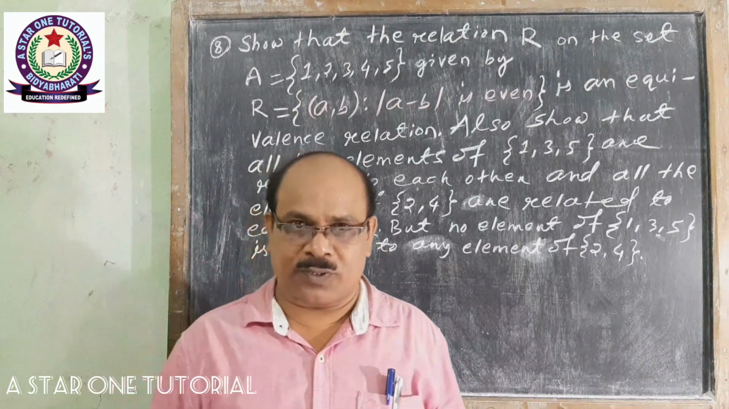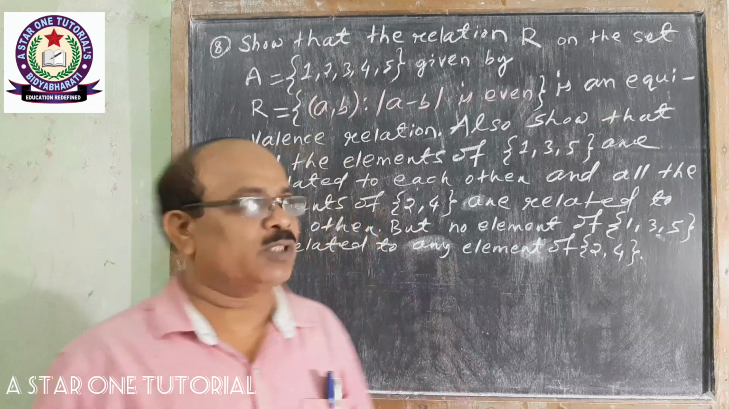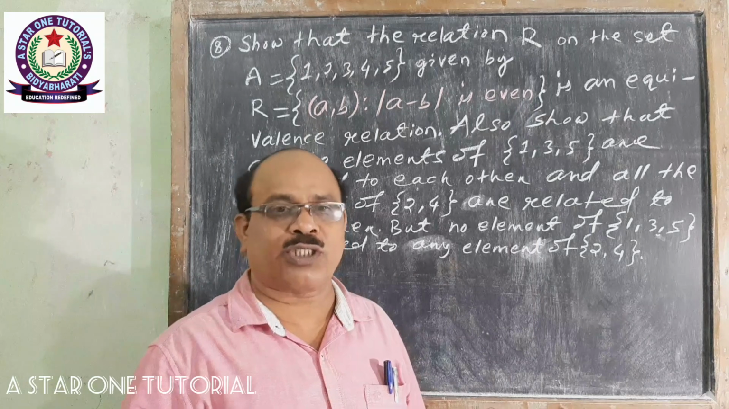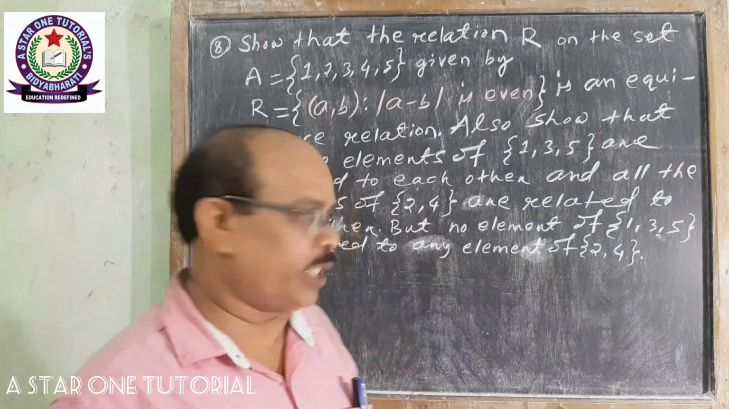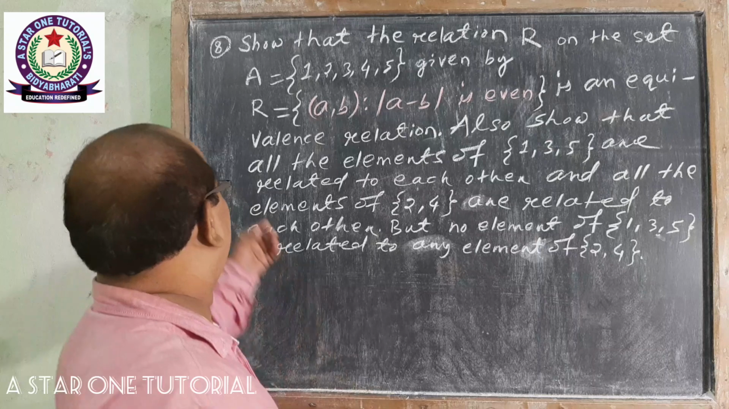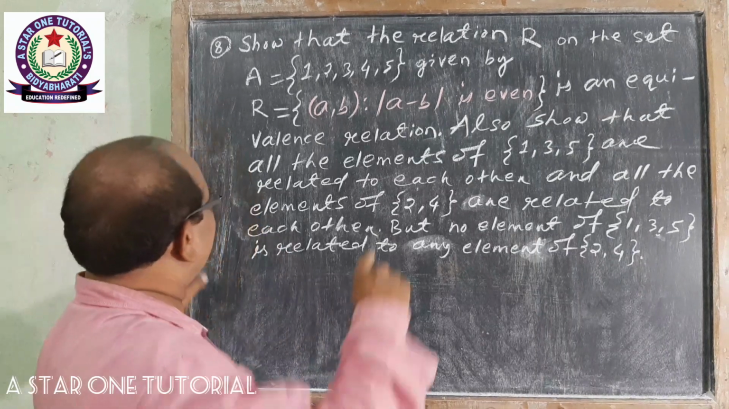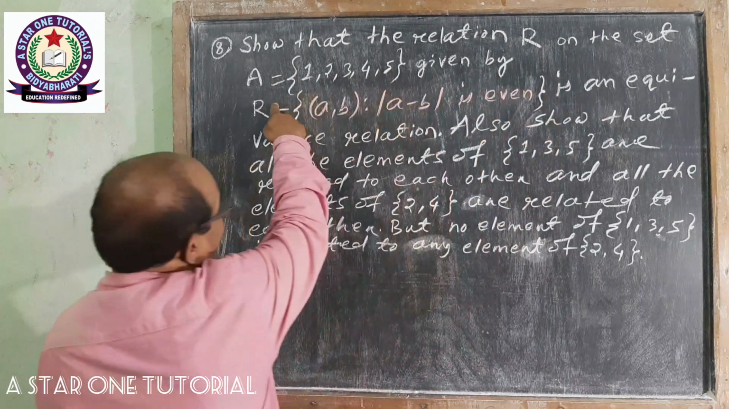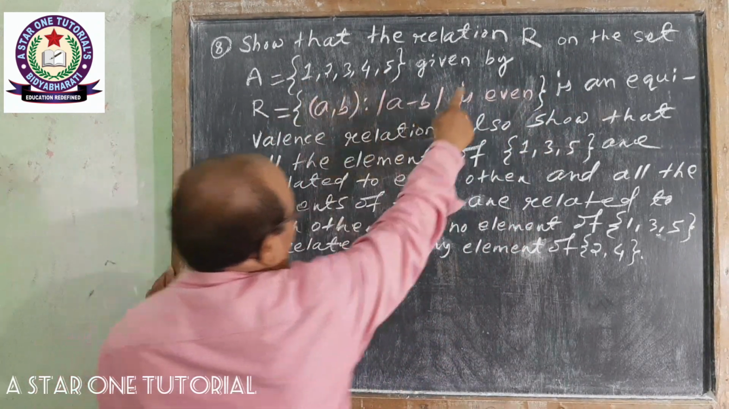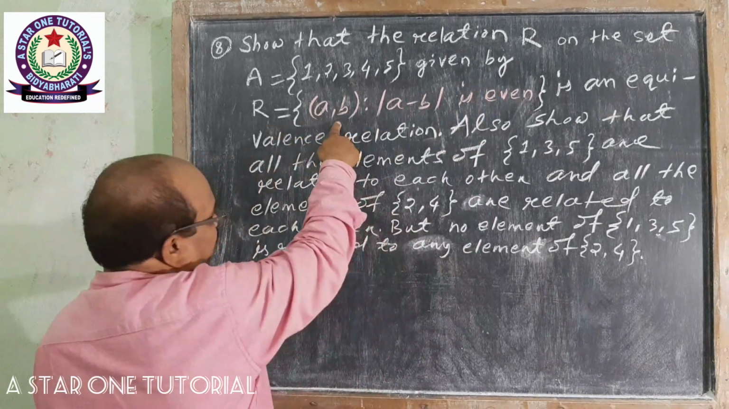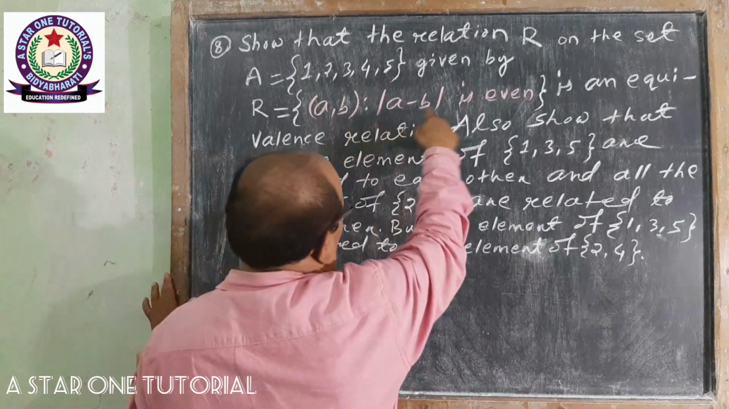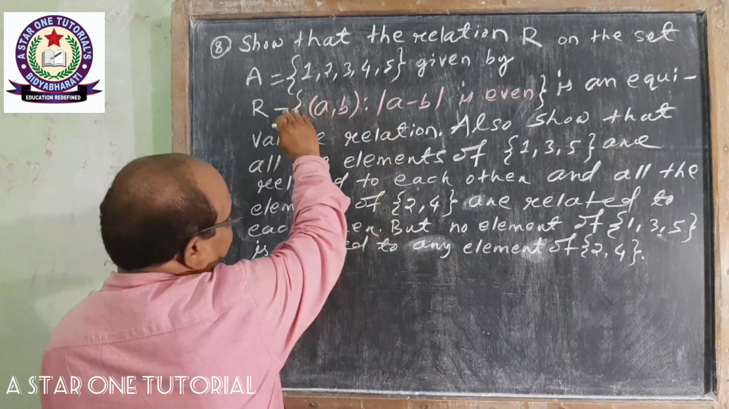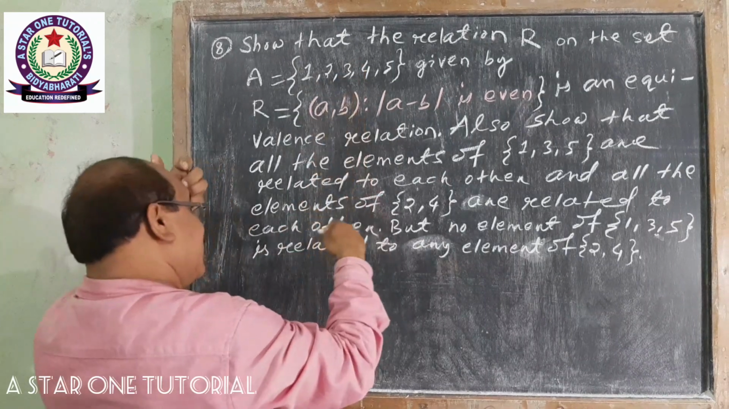Hello students, let us solve some more problems from the exercise 1.1, that is question number 8, 9 and 10. So first of all, let us solve the question number 8. It says that the relation R on the set A containing 1, 2, 3, 4, 5 given by R is equal to (a, b) order pair such that mod of a minus b is even, is an equivalence relation. This relation which is defined on the set A is an equivalence relation.